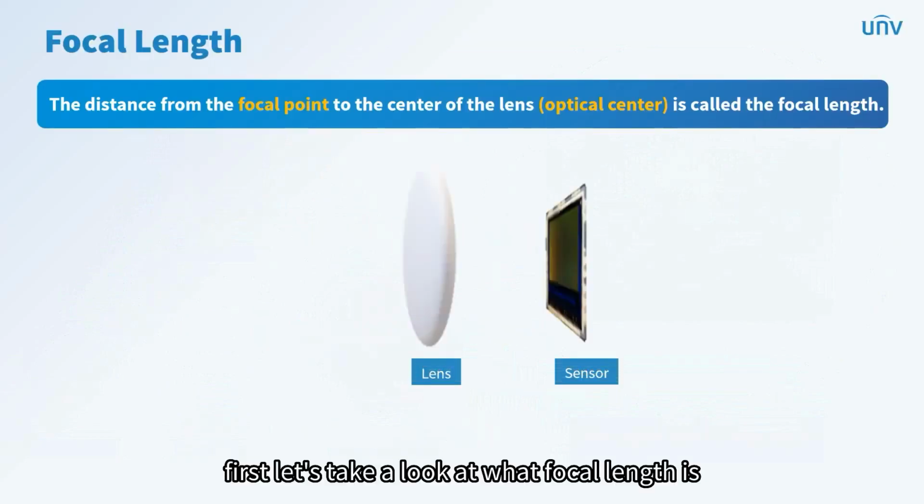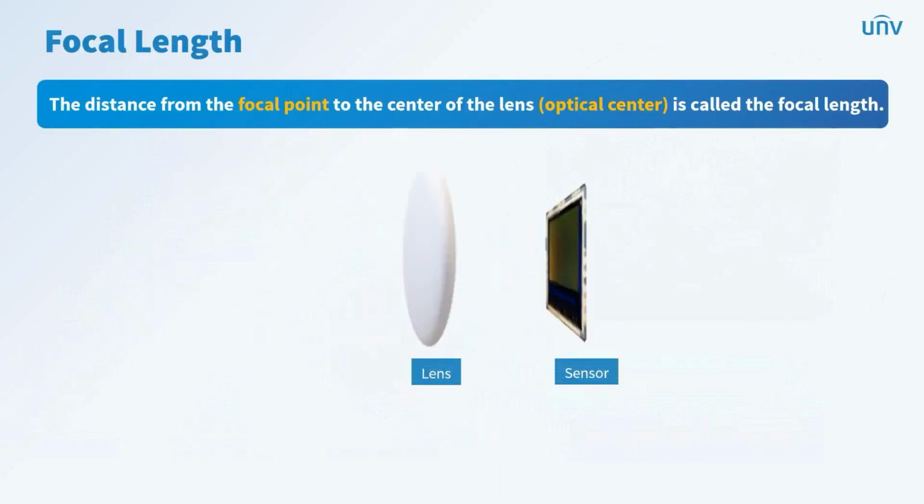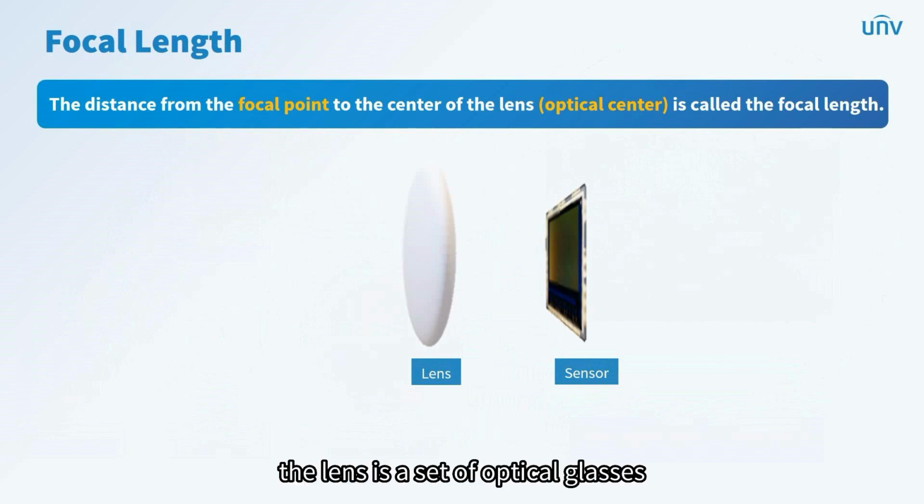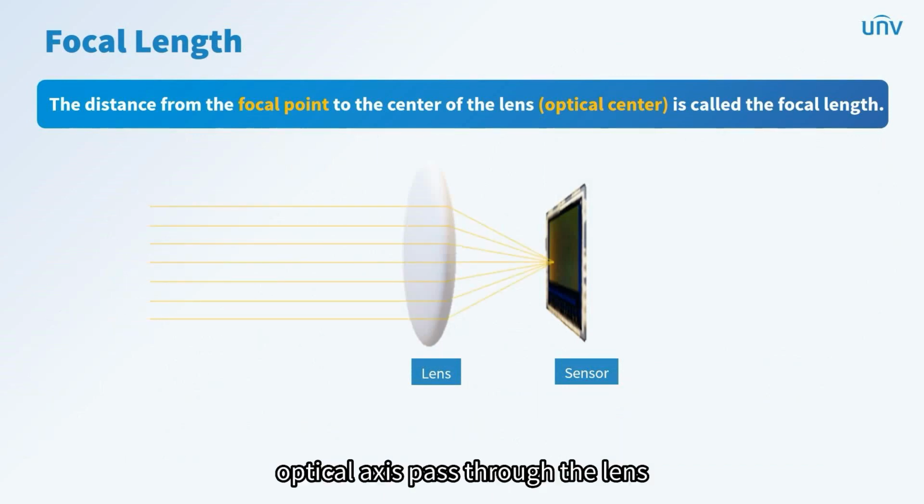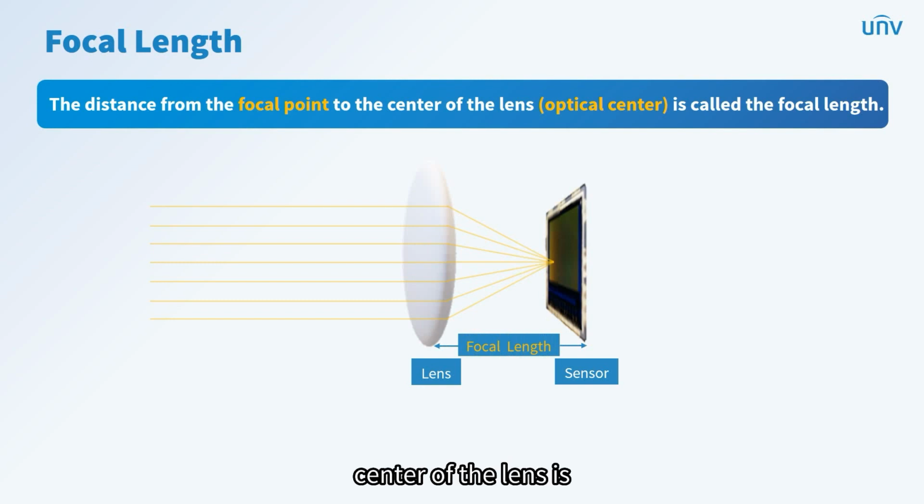First, let's take a look at what focal length is. As shown in the figure, the lens is a set of optical glasses. When the lights that are parallel to the main optical axis pass through the lens, the lights converge to a point. This point is called the focal point, and the distance from the focal point to the center of the lens is called the focal length.